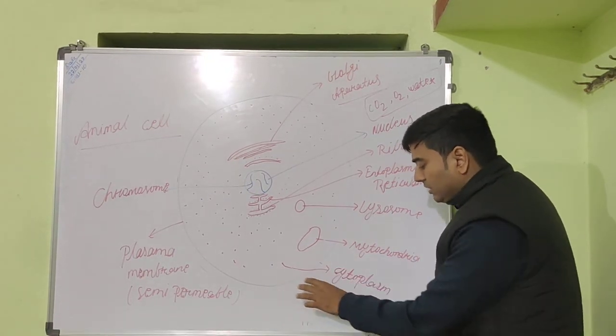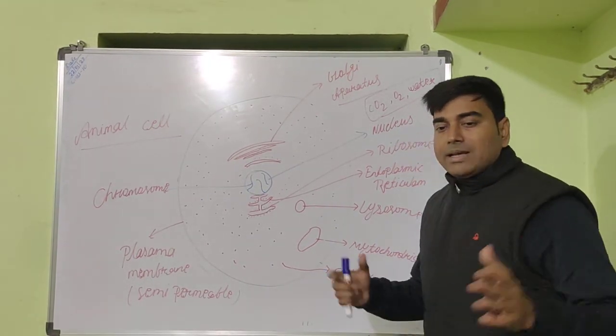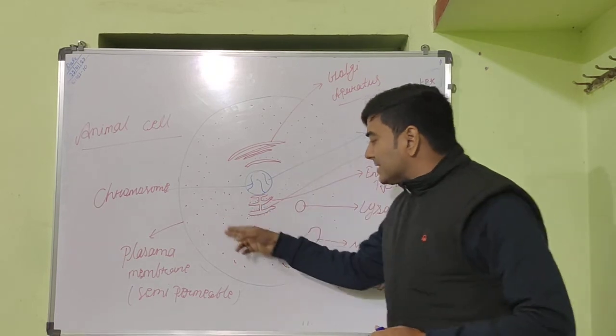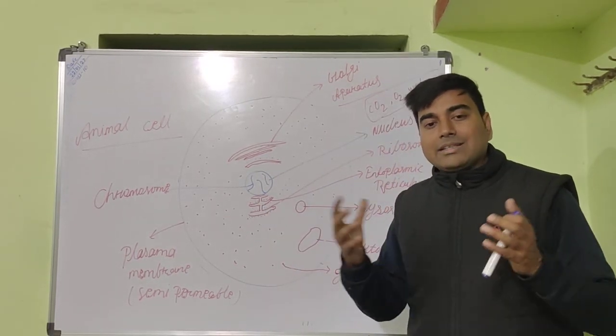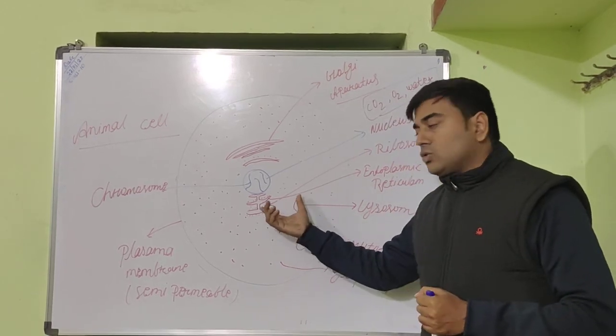Now come to the last portion, which is the cytoplasm. Cytoplasm is a liquid present inside the cell, and it consists of 80% water, plasma, and some important materials which are useful for our cell.